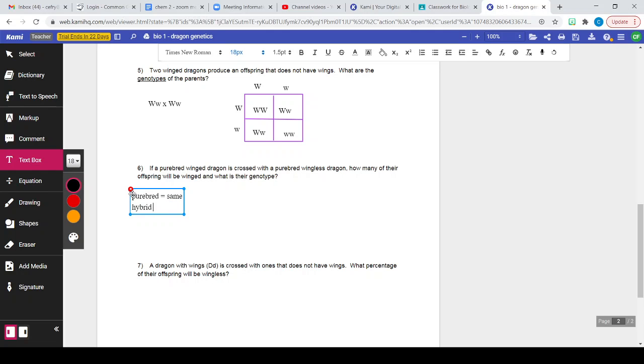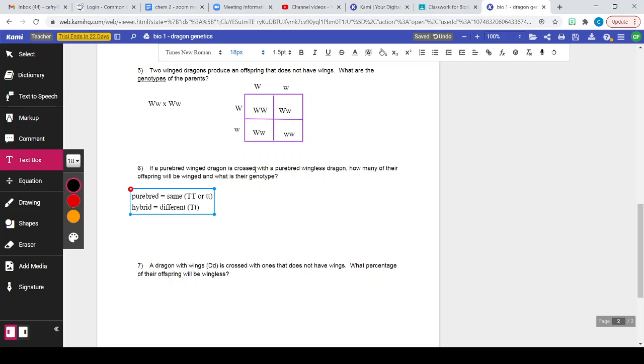Hybrid, if you have a hybrid of some sort, it's going to be different. Okay, so purebred means same. So there's two options for this. You can have two capitals, I'm just picking a random letter to use, or two lowercase. So I have the same two capitals or the same two lowercase. Now, hybrid means the same thing as heterozygous. So you're going to have a capital and a lowercase.